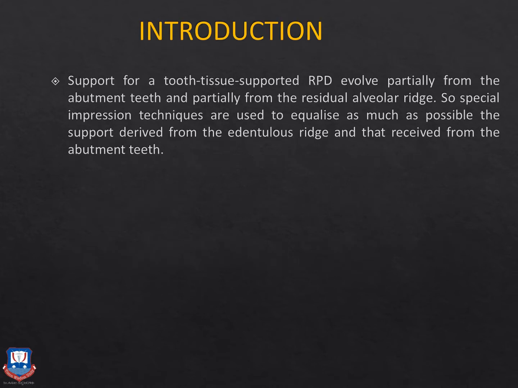Now, support for tooth tissue supported RPDs derives partially from the abutment teeth and partially from the residual alveolar ridge. So, special impression techniques are used to equalize as much as possible the support that is derived from the edentulous ridges, that is tissue support, and that which is received from the abutment teeth, that is called tooth supported RPDs.